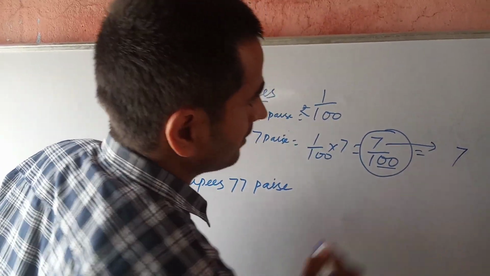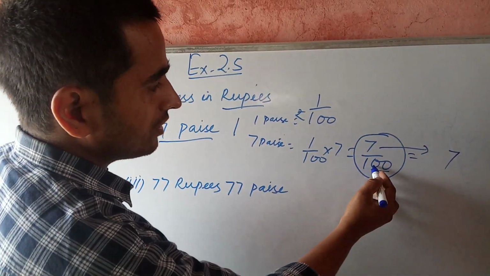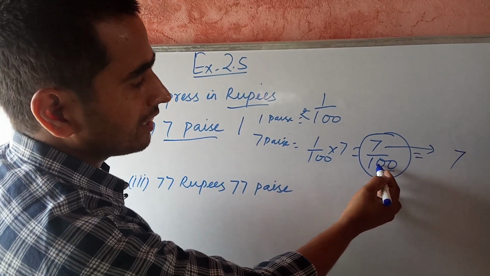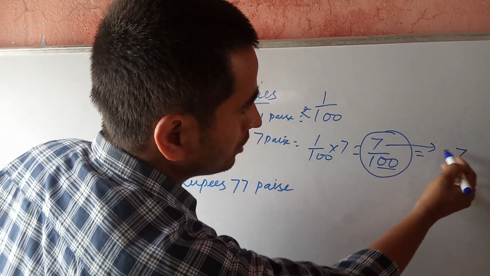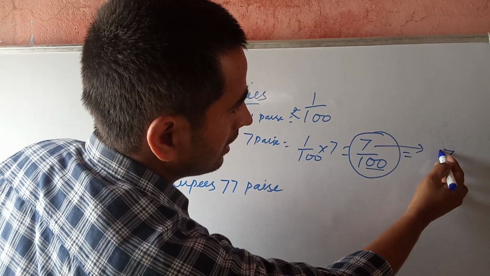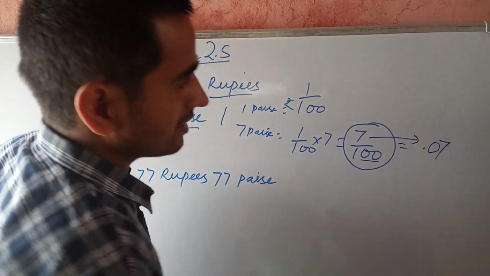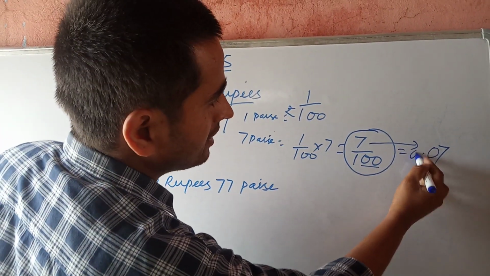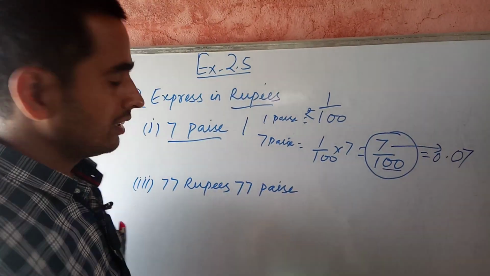So first write this number. The numerator is 7. In the denominator there are two zeros. So we will put two digits after the decimal, 0 and then 7, with the decimal in front. So its value is 0.07 rupees.